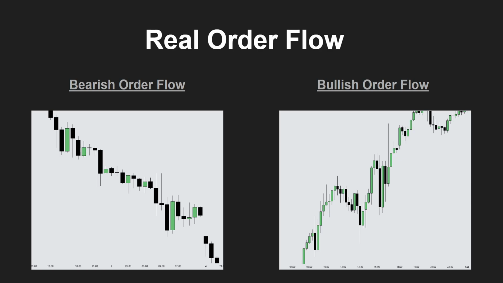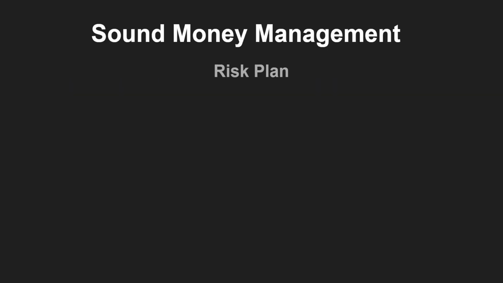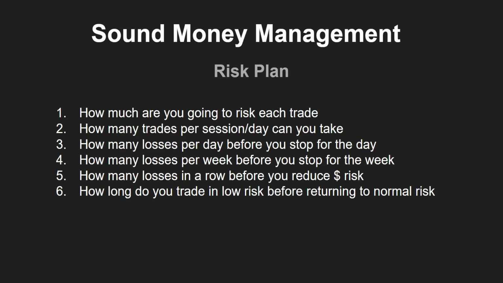Okay. The next thing, the sixth element, is sound money management. So you need to have a risk plan. How much are you willing to risk each trade? The dollar amount or percent amount, it should be written out. How many trades per day or session can you take? How many losses per day before you stop for the day? How many losses per week before you stop for the week? How many losses in a row before you reduce the dollar amount of risk or the percent amount of risk? And how long do you stay in a lower risk before returning to normal risk?